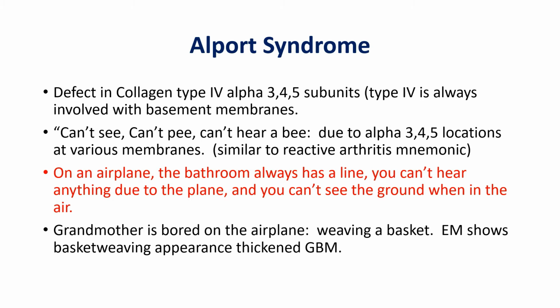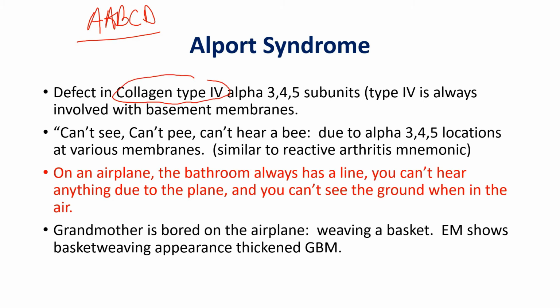Next one, Alport Syndrome. This is the other A. Remember our mnemonic, the ABCs of nephritic syndrome. There's 2 A's, and then it goes AA, B, C, D. That's the nephritic syndrome causes. So Alport Syndrome is just a defect in collagen type 4.